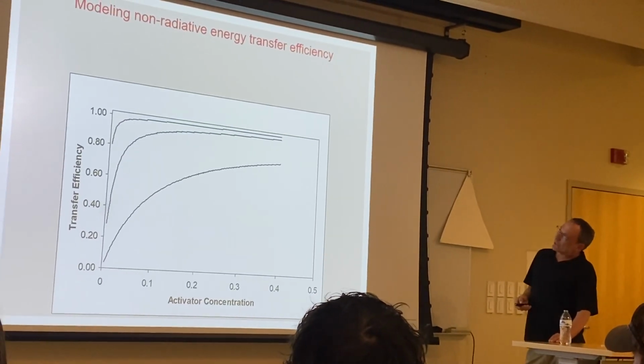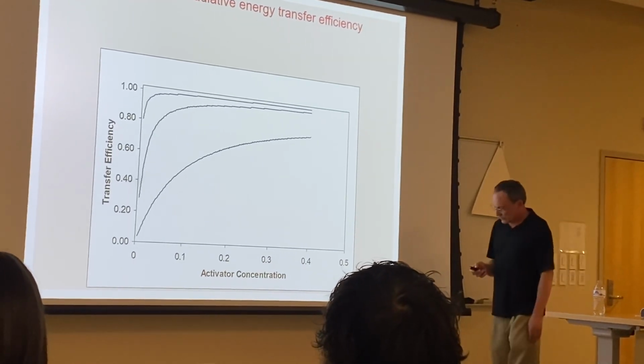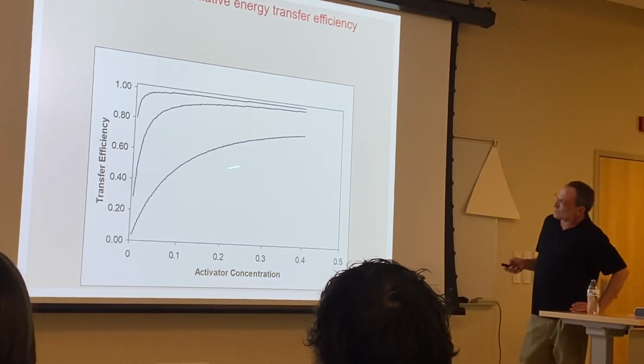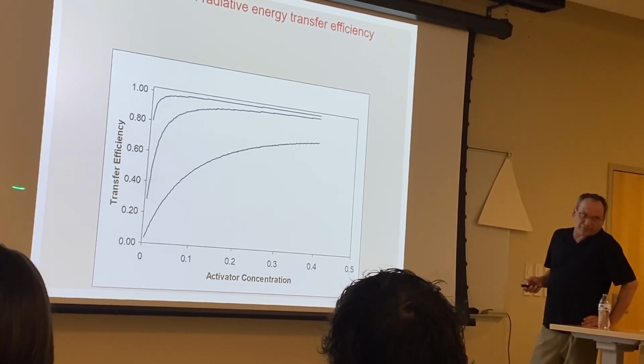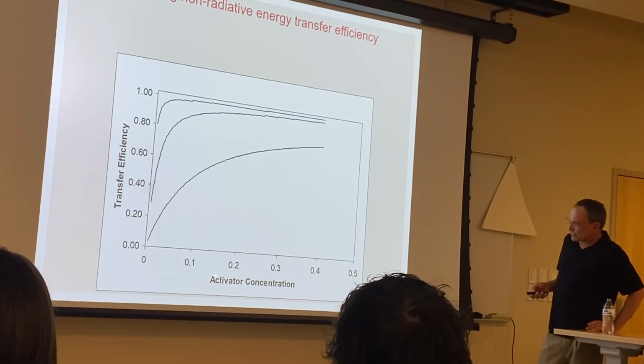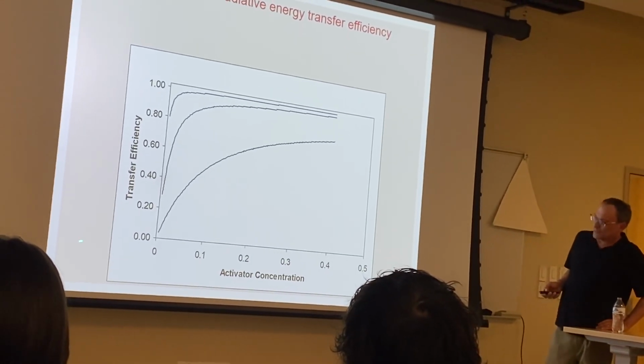So what should it look like if we could measure it? Well, it should look like this. So let's just think about this one. So these different curves, let's just look at this bottom one. So this is the transfer efficiency, so it's a percentage, a fraction. And here's concentration. So if there's no dopant, there should be no handoff. There's nothing to hand off to.